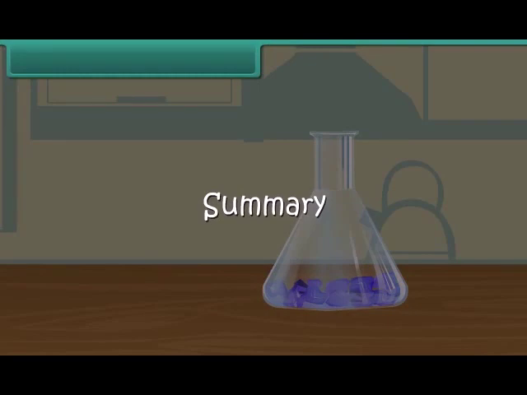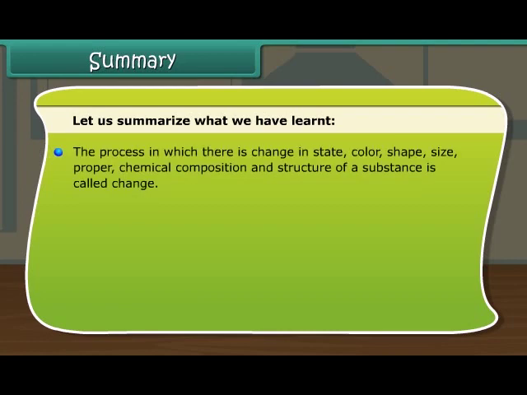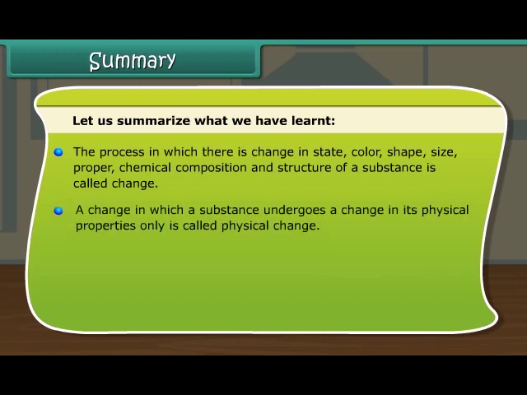Summary. Let us summarize what we have learned. The process in which there is a change in state, color, shape, size, chemical composition and structure of a substance is called change. A change in which a substance undergoes a change in its physical properties only is called physical change.